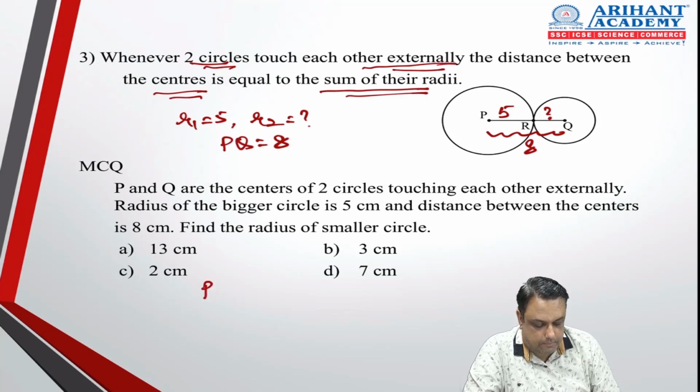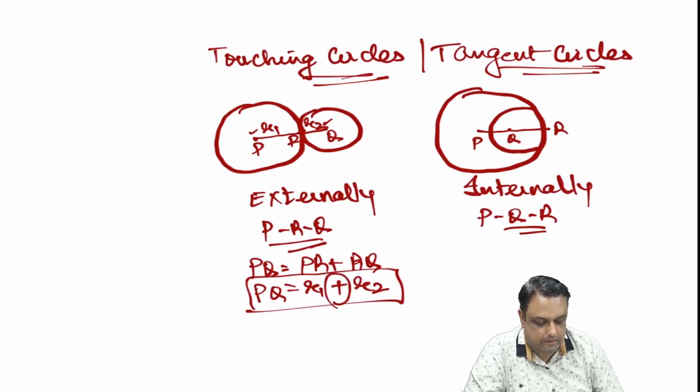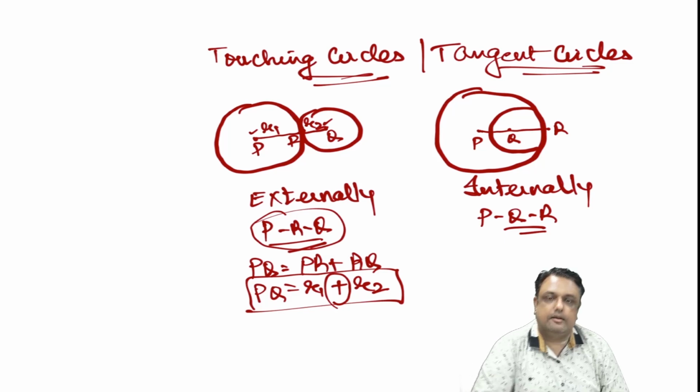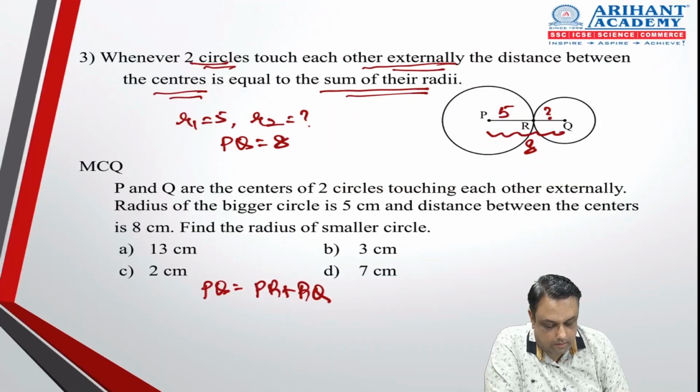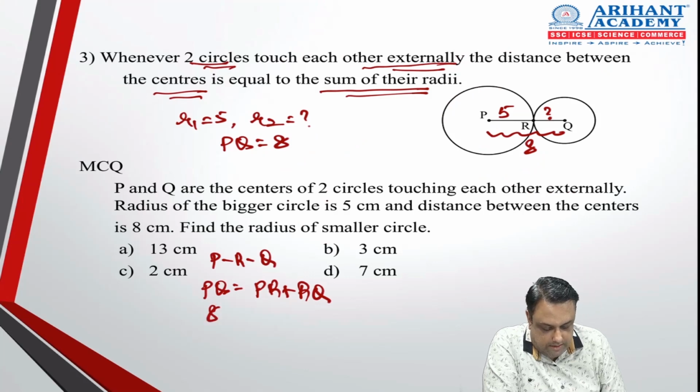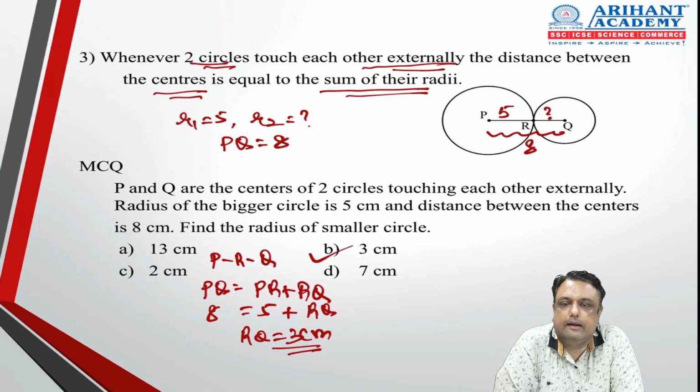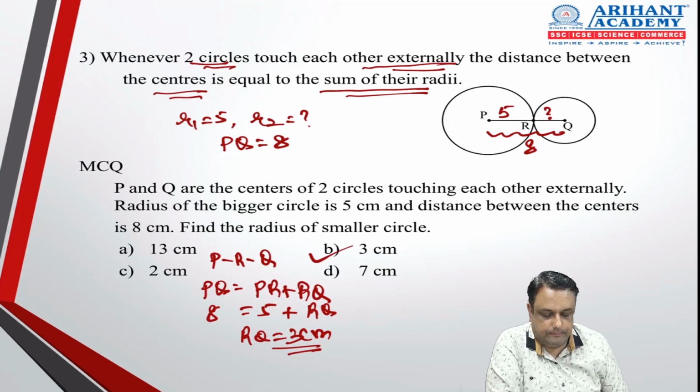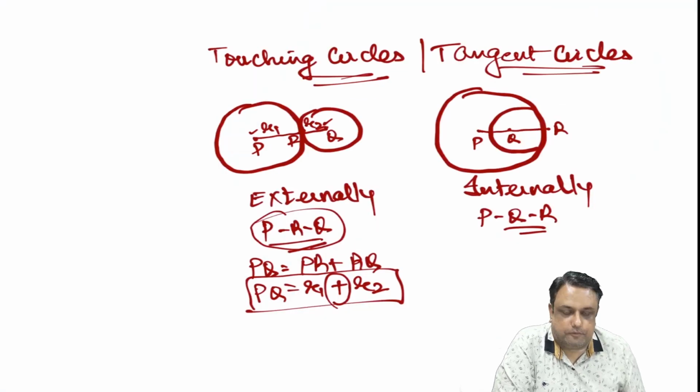Now we know that PQ is equal to PR plus RQ, as per the concept explained to you, that the centers and the point of contact are always collinear. PQ is given 8. The radius of the bigger circle is 5. We have to find RQ. So RQ will be 3 centimeter. So B is the correct answer. Now come to the next part.